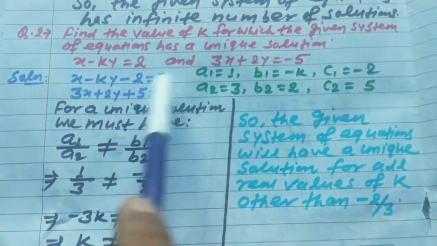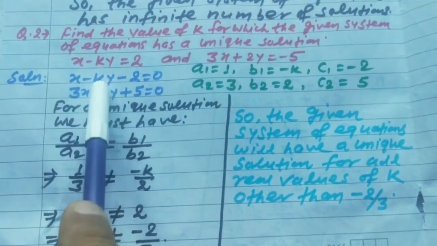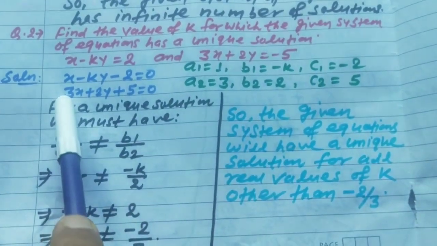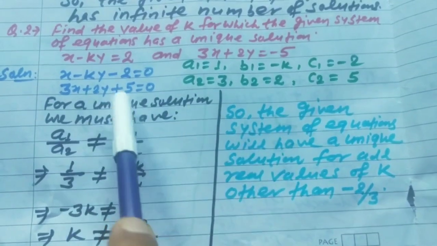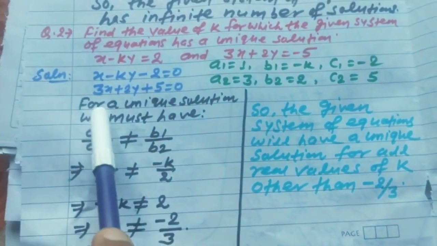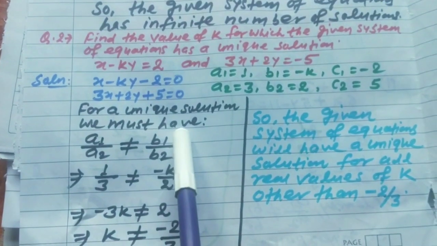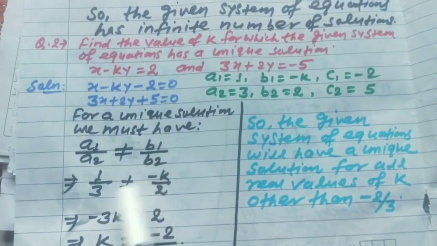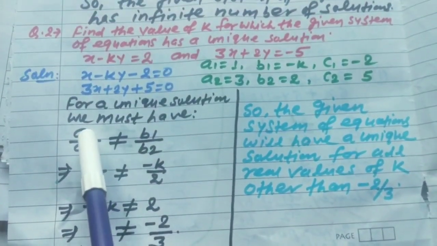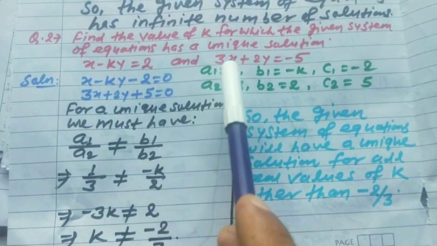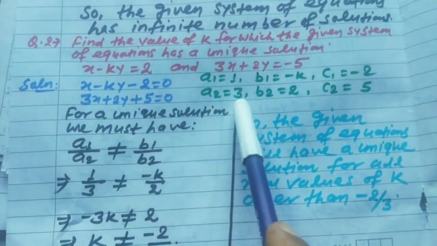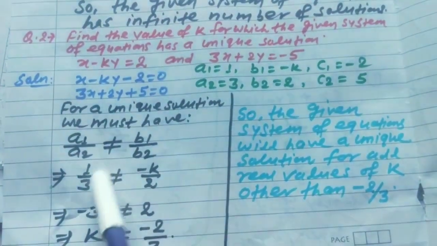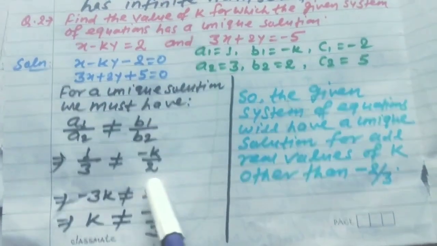Now right here we have written a1 is 1, b1 is minus k, and c1 is minus 2, and a2 is 3, b2 is 2, and c2 is 5. Now for a unique solution we must write the condition for unique solution here: a1 upon a2 is not equal to b1 upon b2. That means now you have to write the values of a1 and a2 from here. a1 is 1 and a2 is 3 and b1 is minus k and b2 is 2. So 1 upon 3 should not be equal to minus k upon 2.